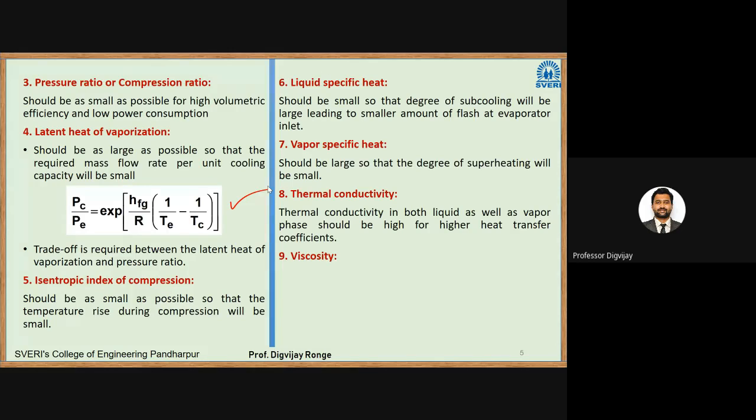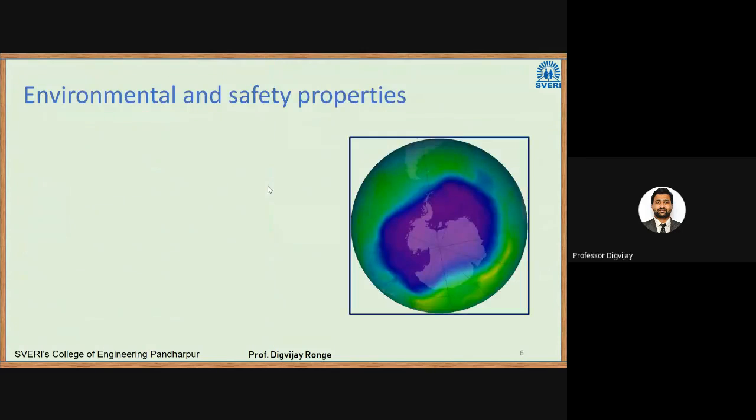Okay. Viscosity, again, viscosity is the resistance to the flow. So it should be as low as possible, because the higher the velocity, the higher the resistance to the flow, and the greater will be the pressure drop. Okay. So that was about thermophysical properties. Then we saw the environmental and safety properties.